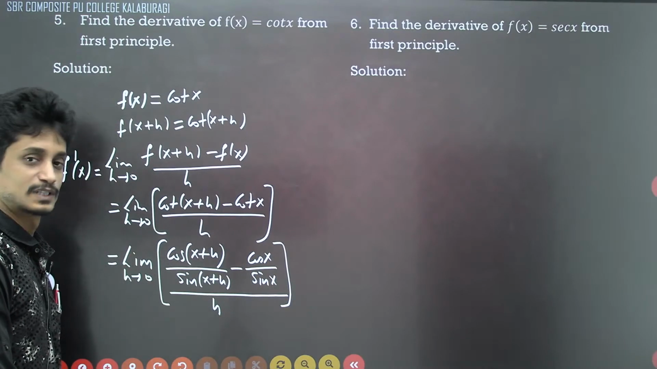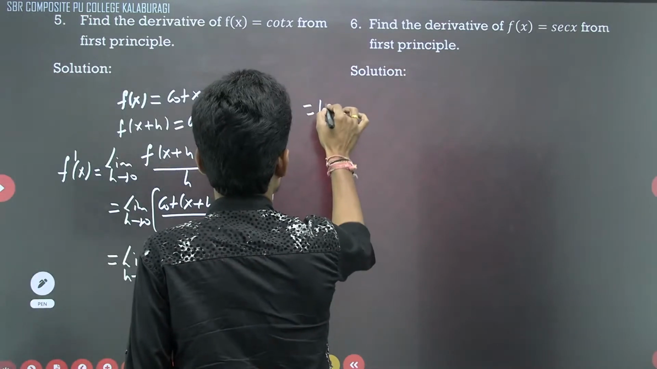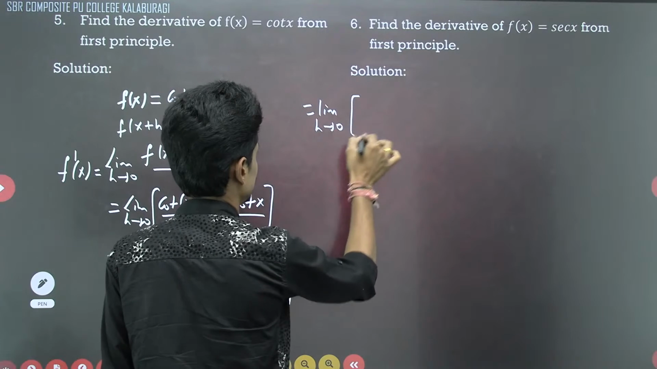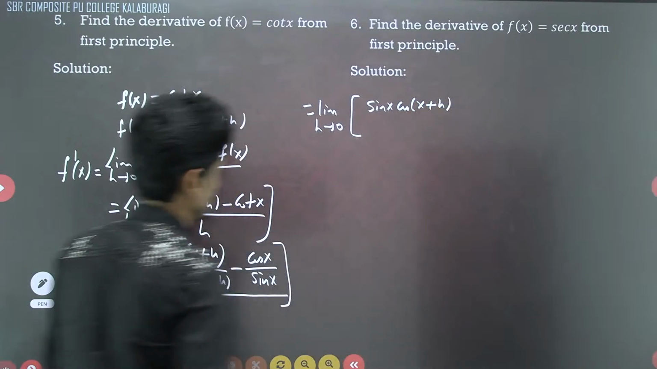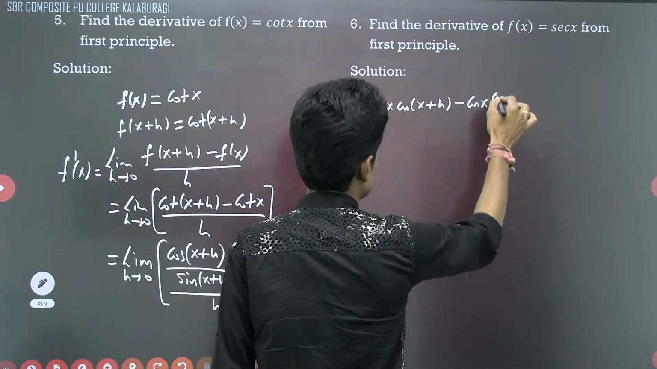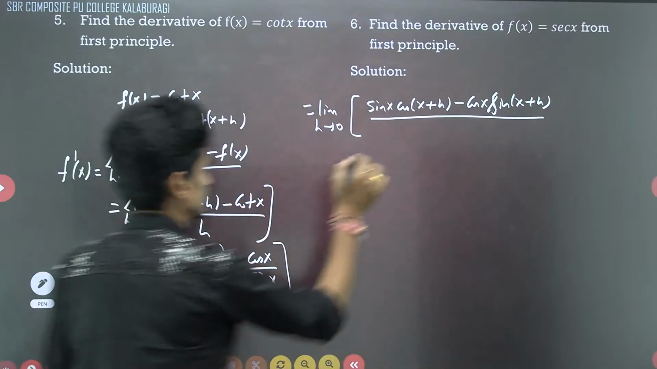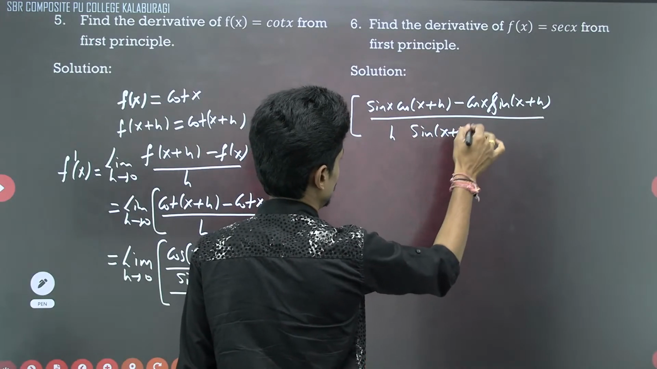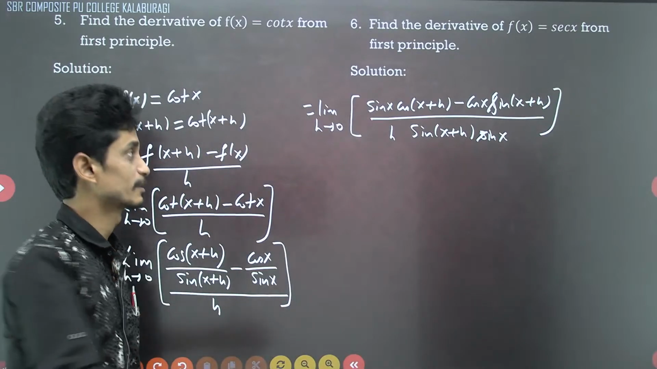It's clear? After that, as usual in the previous problem, how do we take an LCM? Like this only. That is the limit as h tending to 0, cross multiplication, that is sin x into cos of x plus h minus cos x into sin of x plus h, upon h, and the LCM goes to sin of x plus h into sin x. Still this is of the form 0 divided by 0.